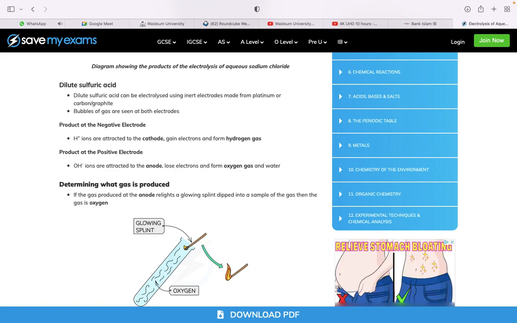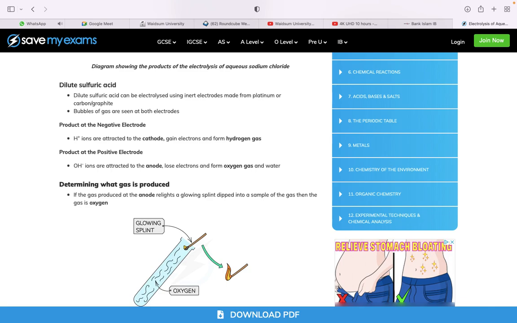Now, at the end of the day, bubbles of gas are seen at both electrodes, just like the one we've seen just now, the electrolysis of brine, that's a concentrated solution of sodium chloride.